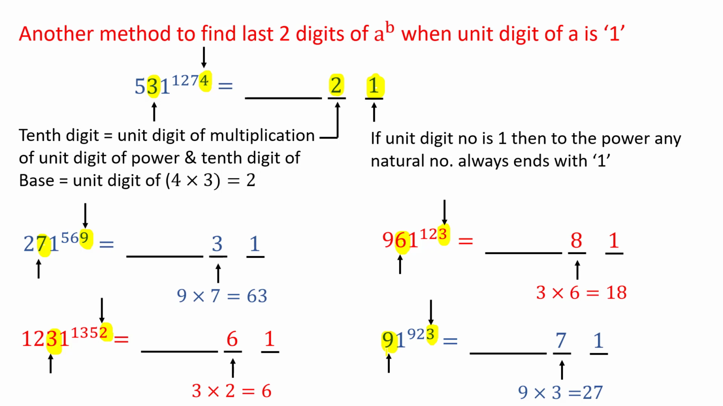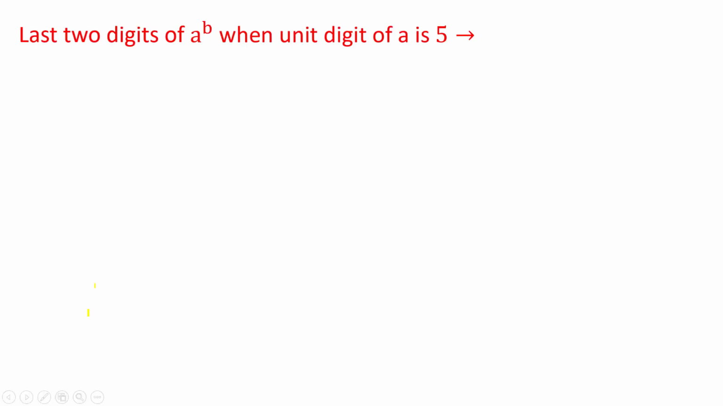Okay, like this. After this, how to find last two digits of a to the power b if unit digit of a is 5. Okay, there are three rules. First rule is, if unit digit is 5 and second last digit is even, to the power any natural number except 1 always ends with 25.